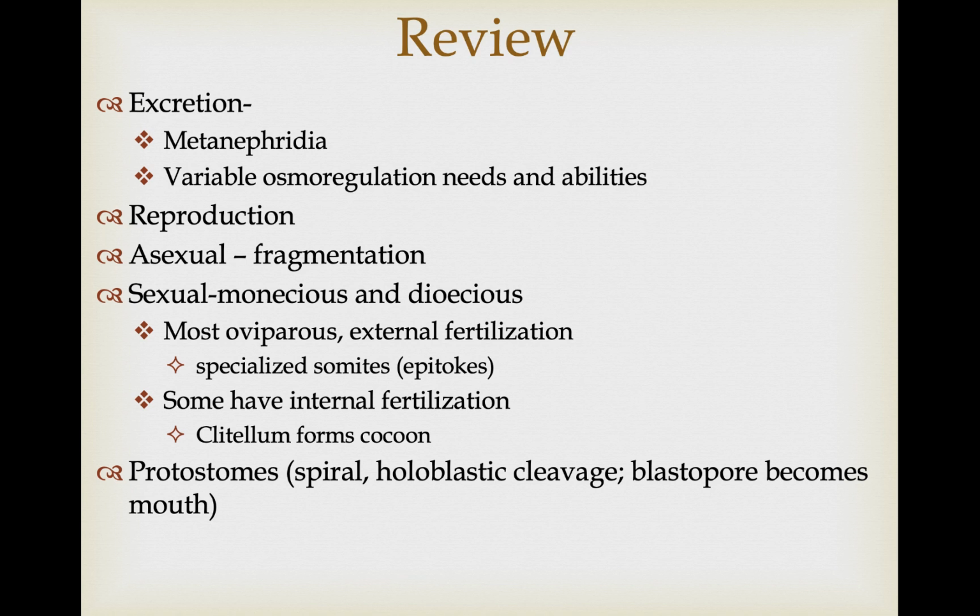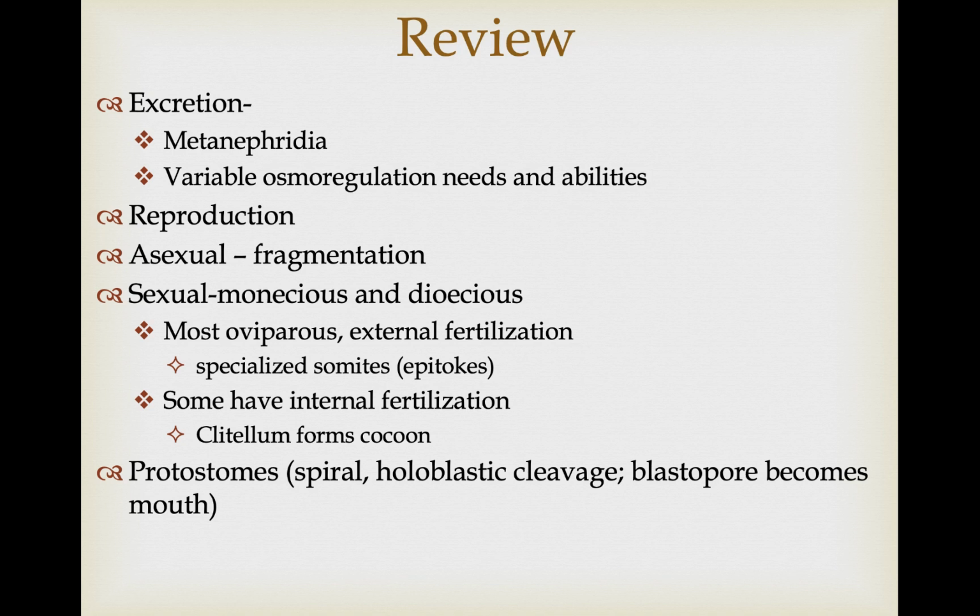As far as reproduction goes, fragmentation is possible in some. And as far as sexual reproduction goes, there's a variety of ways species are put together, being either monoecious or dioecious. Most of them are oviparous with external fertilization, and the gametes have to get together and take care of themselves once zygotes are formed. They end up producing a trochophore larva.